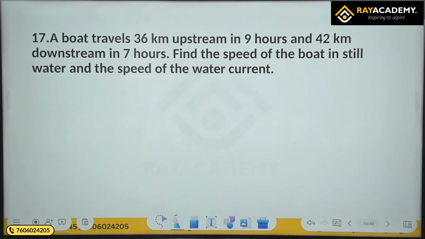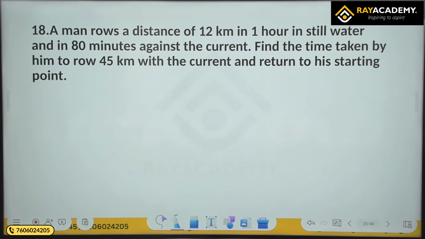Now let's see. Okay, this is a time, speed, distance question. Let us try this one. A man rows a distance of 12 km in 1 hour in still water and in 80 minutes against the current. Find the time taken by him to row 45 km with the current and return to his starting point. Okay, it's a good question.